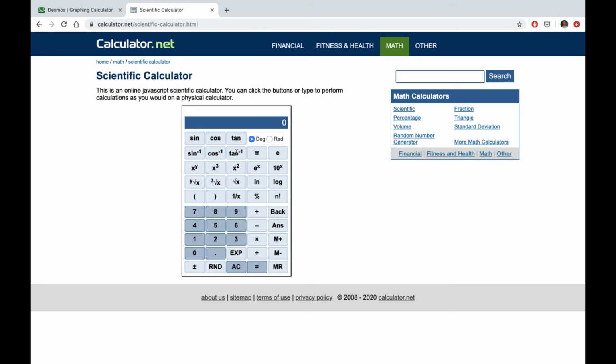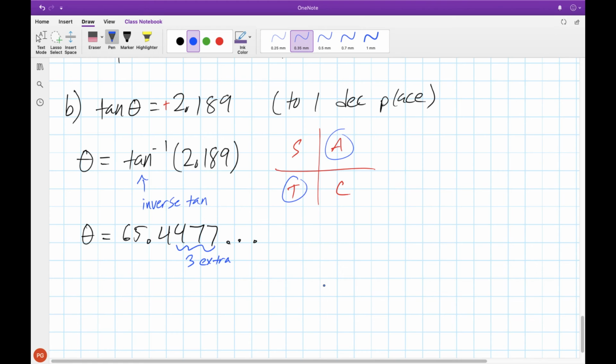To enter this, we would do tan inverse of 2.189. And in this case, it's calculating out for us 65.44767 and so on. So we have the value of theta in this case, and this is going to tell us our reference angle. Again, I encourage you to keep 3 extra decimal places just so that you have no rounding errors. Once we have our reference angle and we know it's in quadrant 1 or quadrant 3, we can draw out our picture and figure out our answer.